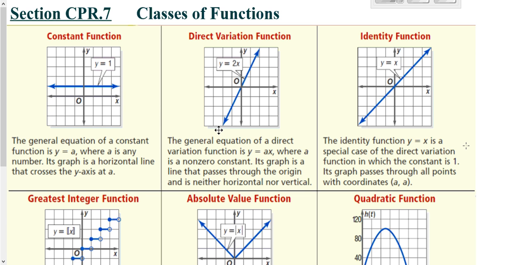We have direct variation, which, once again, remember, a direct variation is a special linear line, a special line that goes through the origin. Then our identity is an extra special line or a special direct variation, which also has a slope of 1.